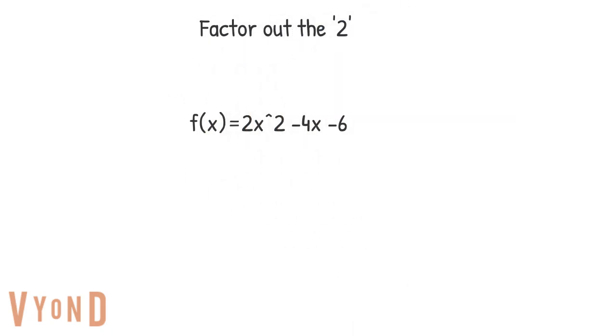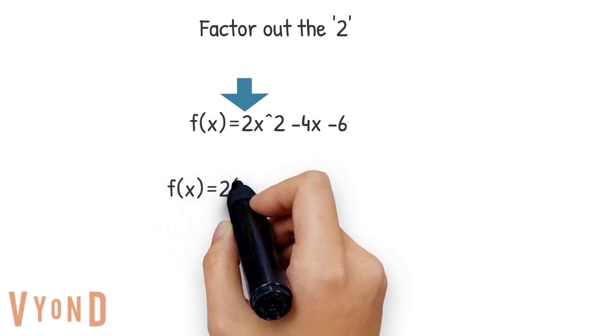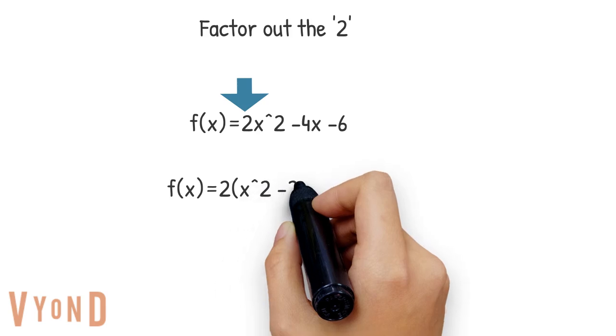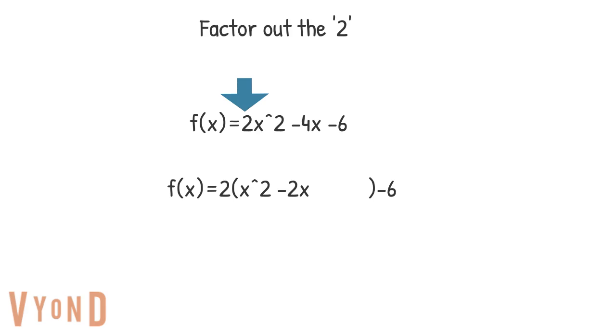Let's identify the coefficient of x squared. It happens to be 2. We're going to factor out the 2 for only the first two terms. Once we factor out the 2, that means you're dividing the coefficients by 2. So 2 divided by 2 is 1, so you get 1x squared. Negative 4 divided by 2 is negative 2, and that's why we get negative 2x. And we don't factor out the 2 for the negative 6. We leave it outside the parentheses.